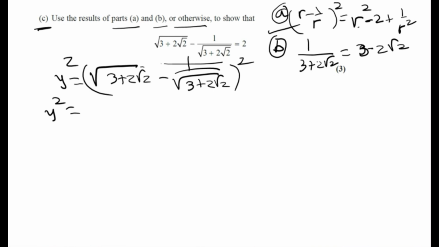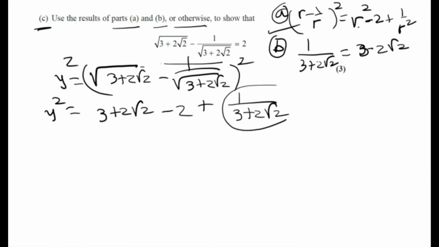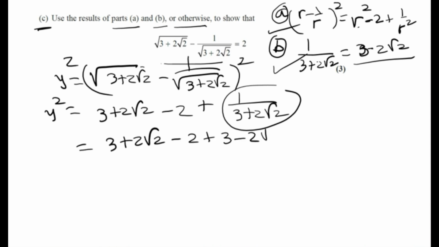When I am squaring this term, the square root will be removed. So that will give me 3 plus 2 root 2 minus 2, and the expansion of 1 over r squared, so plus 1 over 3 plus 2 root 2. Now can you see the similarity between this part and part B? I already rationalized it in part B. This is my rationalization, so I can substitute it here. So 3 plus 2 root 2 minus 2 plus 3 minus 2 root 2.